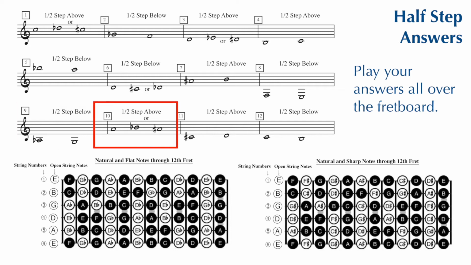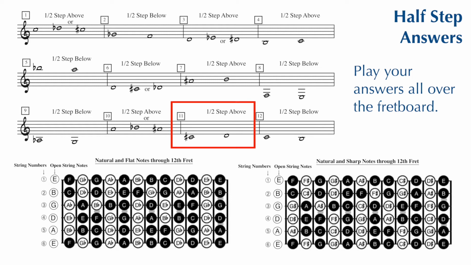Number 10, you're given an A. Half step above that A is a B flat or A sharp, whatever you want to call it. Number 11 is a C sharp. Half step above that C sharp is a D. And number 12, you're given a C. Half step below that C is B.